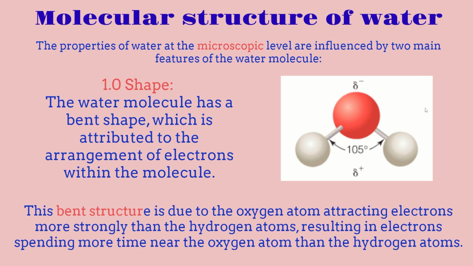And this bent structure of the water molecule is due to the oxygen atom attracting electrons more strongly than the hydrogen atoms. This results in electrons spending more time near the oxygen atom than the hydrogen atoms. And this is also why the oxygen has a minus, because it's attracting those electrons. So that's why it has a negative charge, and that's why these hydrogen atoms have a positive charge. And we're going to talk more about this in the upcoming slides.